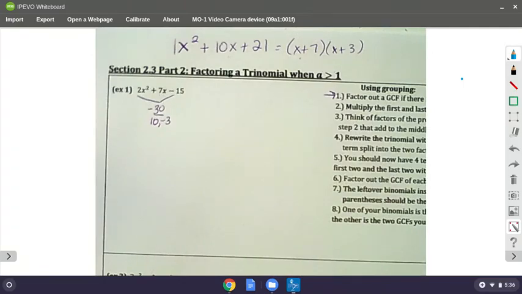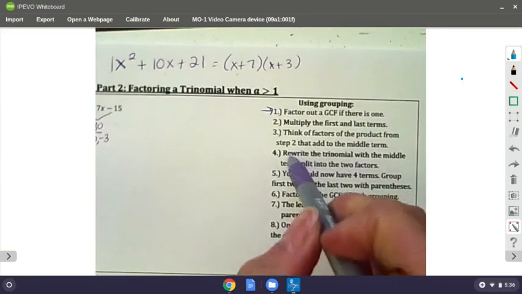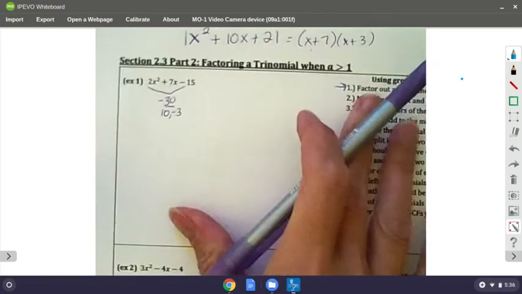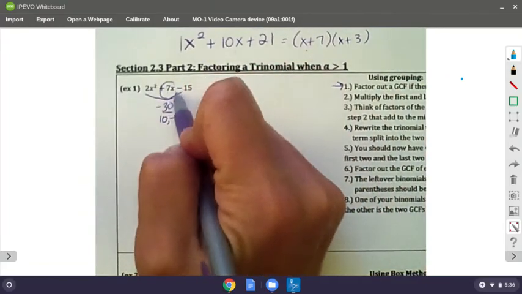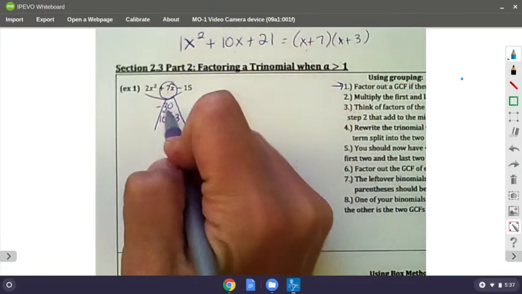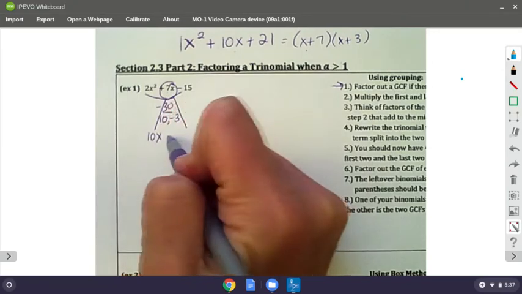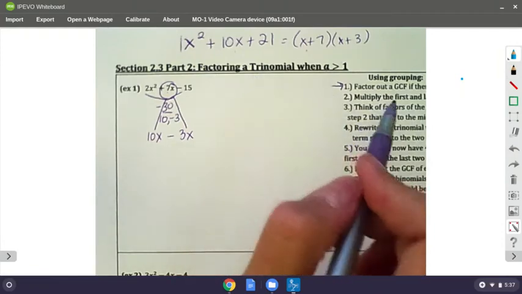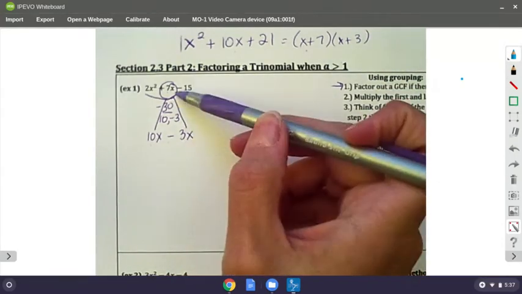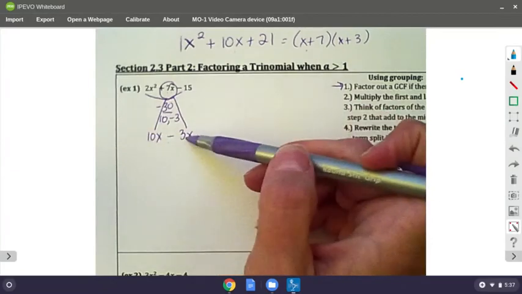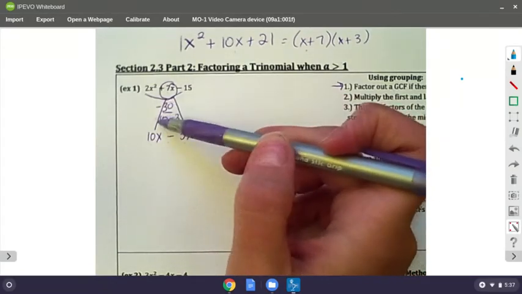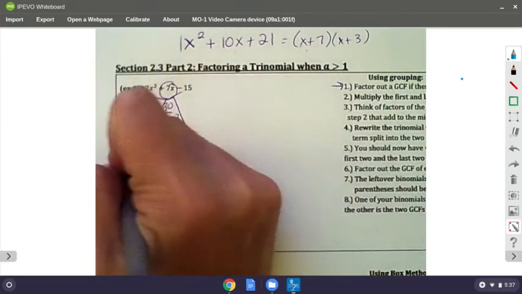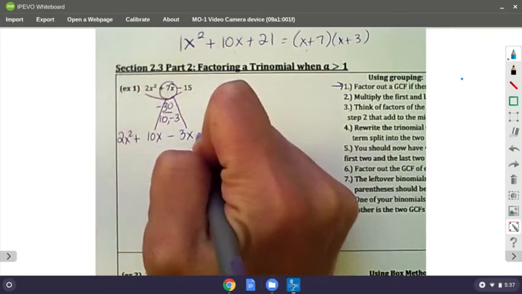And so once you figure out the two numbers, the next thing that you do is you rewrite the trinomial with the middle term split into two factors. And so basically we're going to take 7x and we're going to split it into 10x minus 3x. By split it, I mean rewrite it in an equivalent form, because 10x minus 3x is 7x. And I remember I got the 10 and the 3 because I multiplied the first and the last. I found 10 and negative 3 multiply to negative 30 and add to 7. So then you rewrite everything else. The 2x squared goes in the front and the minus 15.